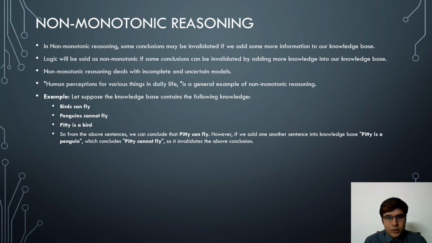Next we have the non-monotonic reasoning. In non-monotonic reasoning, some conclusion may be invalidated if we add some more information to our knowledge base. It is in contrast to monotonic reasoning, in fact. So logic will be said as non-monotonic if some conclusions can be invalidated by adding more knowledge into our knowledge base. Non-monotonic reasoning deals with incomplete and uncertain models. Human perceptions for various things in daily life is a general example of non-monotonic reasoning.